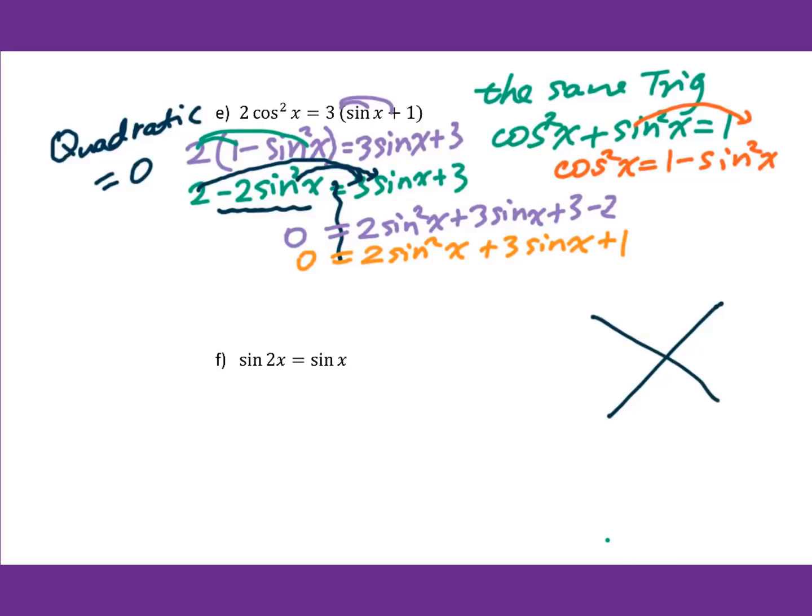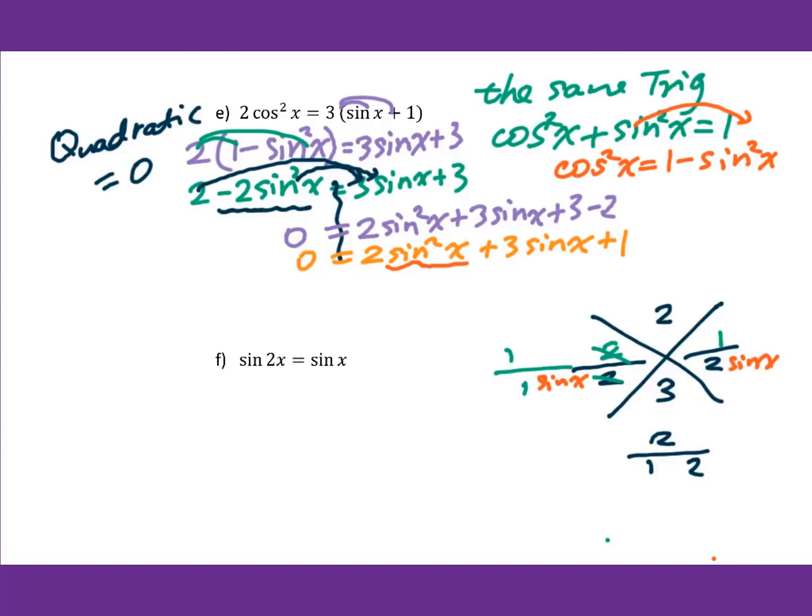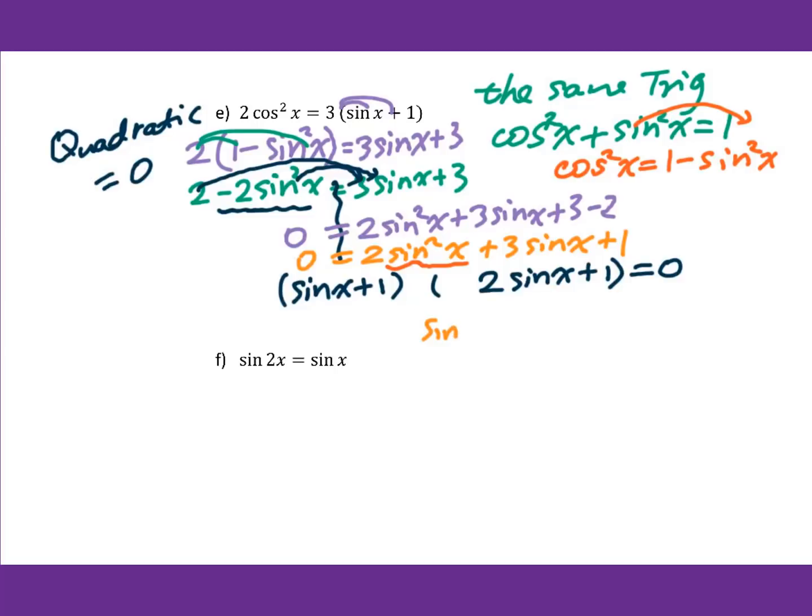Then go to the X method. You will get 2, this is 3, over 2, over 2. For 2, I can do 1, 2. Multiply, get 2, adding, get 3. That's the paired factor we are looking for. So here's 2, this is 1. Reduce, you will get 1, 1. The variable is sine x. So we do bottom up. You will get sine x plus 1 and 2 sine x plus 1 equal to 0. Then I will set up sine x plus 1 equal to 0 and 2 sine x plus 1 equal to 0.